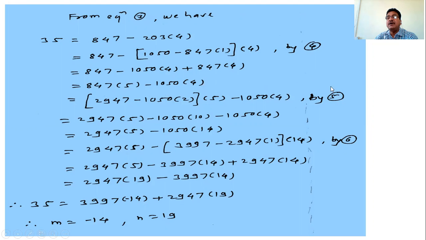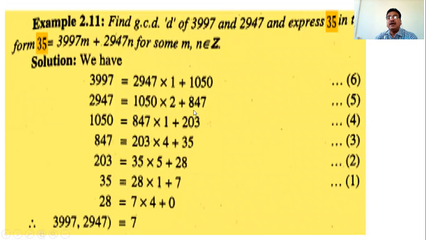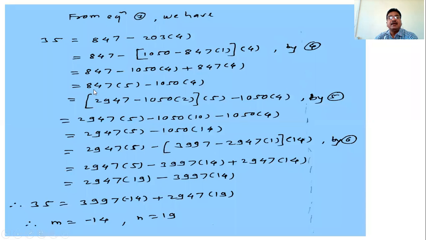And then use equation number 5. What is equation number 5? We have the value of 847 as 2947 minus 1050 into 2. So substitute here the value of 847: 2947 minus 1050 into 2, all into 5, minus 1050 into 4. Then multiply this 5 in the bracket. We have 2947 into 5 minus 1050 into 2 into 5, which is 10, since 2 into 5 is 10. Then minus 1050 into 4. The 2947 into 5 stays as it is. Both are minus signs, so take minus 1050 as common. What do we have in the bracket? 10 plus 4, that is 14.